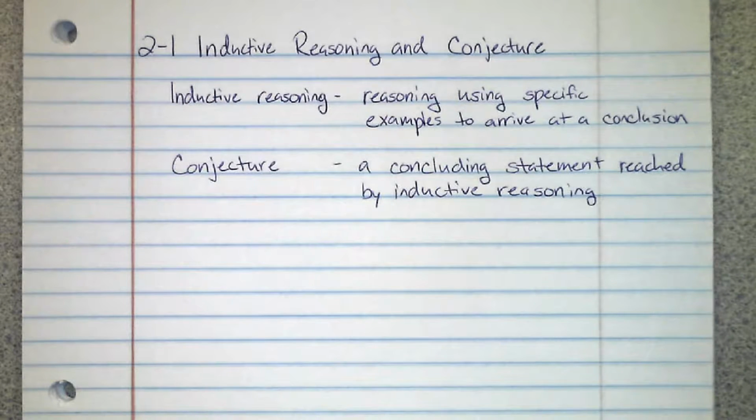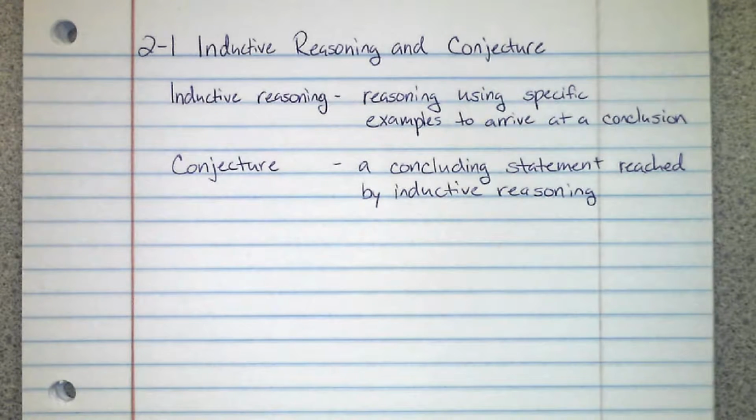So, inductive reasoning. This is reasoning that uses specific examples to arrive at a conclusion. And the conjecture is the concluding statement that you reach by using inductive reasoning. So first use the inductive reasoning and then come up with your conjecture. So basically with this section, you want to look for patterns or sequences and then come up with a statement, your conjecture, that you think is true based on that.